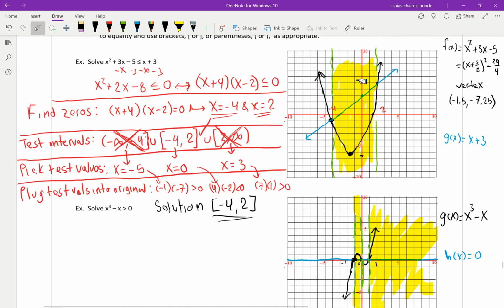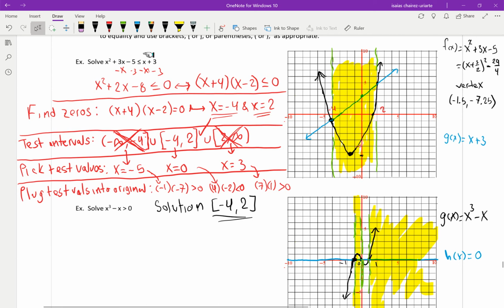And now you gotta think, what is this inequality asking me? What the inequality is asking you is, when is the right-hand side of my inequality bigger than the left-hand side? When is the blue line bigger than the black parabola? Or another way to think about it is, when is the blue line above the black parabola? And well, I have 3 intervals to think about: -infinity to -4, the black parabola is above the blue line. That's not what I want.